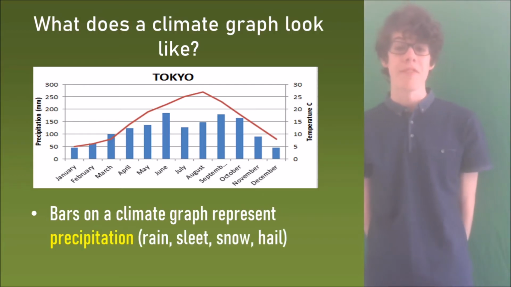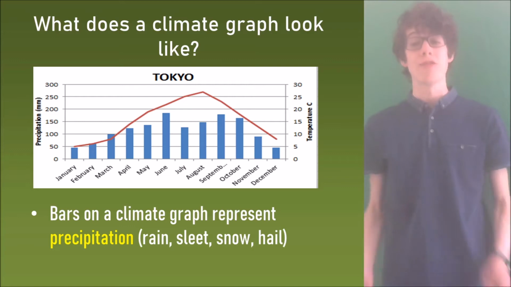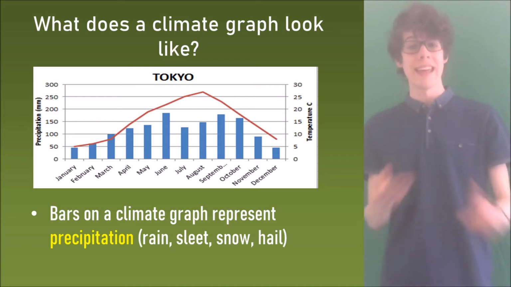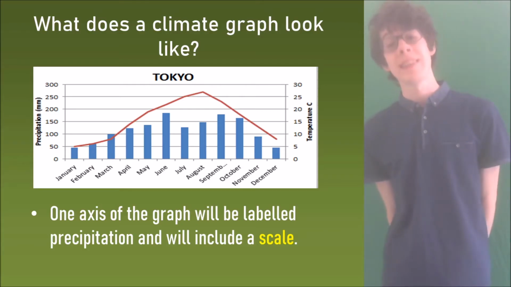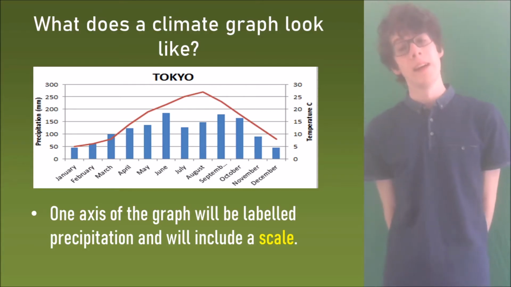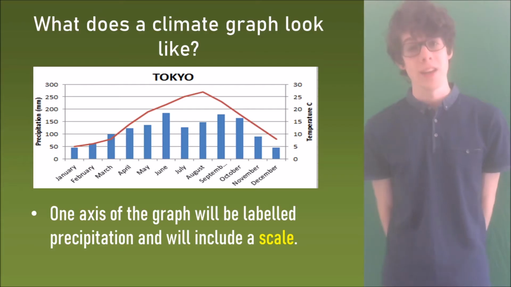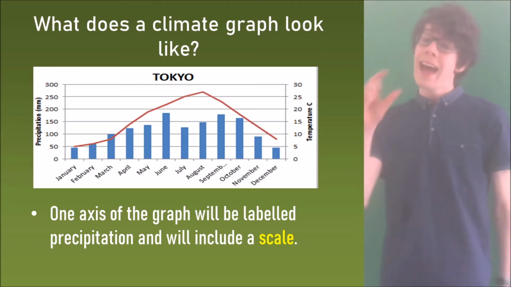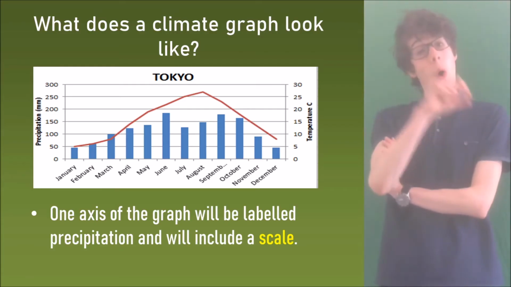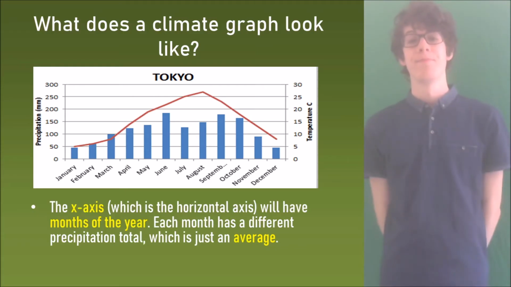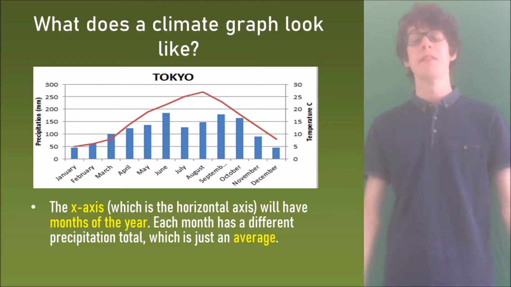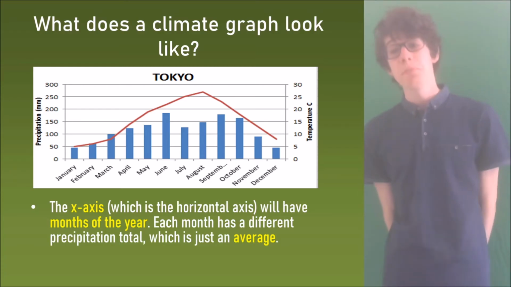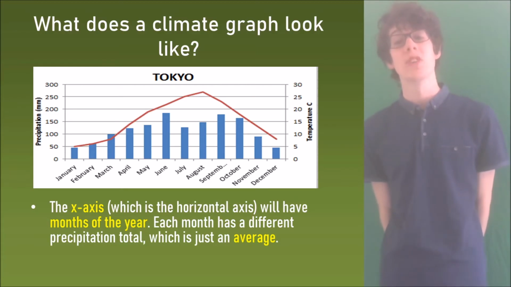Bars on a climate graph represent precipitation, like rain, sleet, snow and hail. One axis of the graph will be labelled precipitation and will include a scale. Now a scale is something that you use so that you can see how much each bar or line represents. The x-axis, which is the horizontal axis, will have the months of the year. Each month has a different precipitation total, which is just an average.